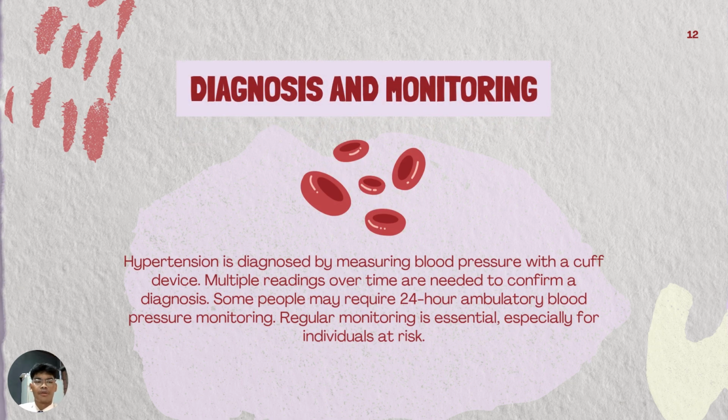Diagnosis and monitoring. Hypertension is diagnosed by measuring blood pressure with a cuff device. Multiple readings over time are needed to confirm a diagnosis. Some people may require 24-hour ambulatory blood pressure monitoring. Regular monitoring is essential, especially for individuals at risk.